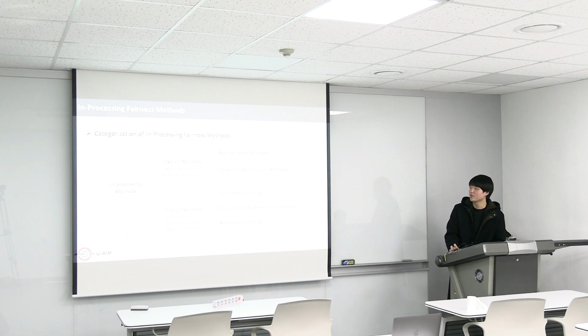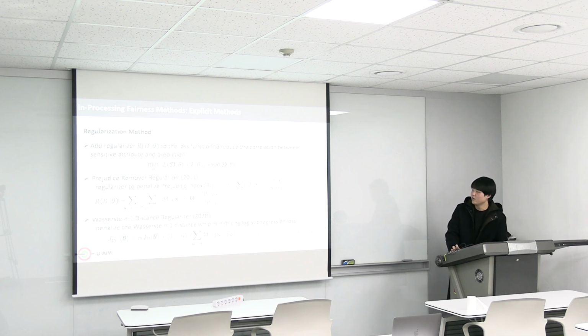And in-processing fairness methods are classified like this. They generally fall into explicit or implicit methods. The explicit method explicitly modifies the objective function, while the implicit method devises the hidden representation to induce fair prediction. For explicit methods, there are the regularization method and the constraint optimization method. And for implicit methods, we have contrastive learning, disentangled representation learning, and adversarial training. So these five fairness methods will be briefly introduced from the next slide.